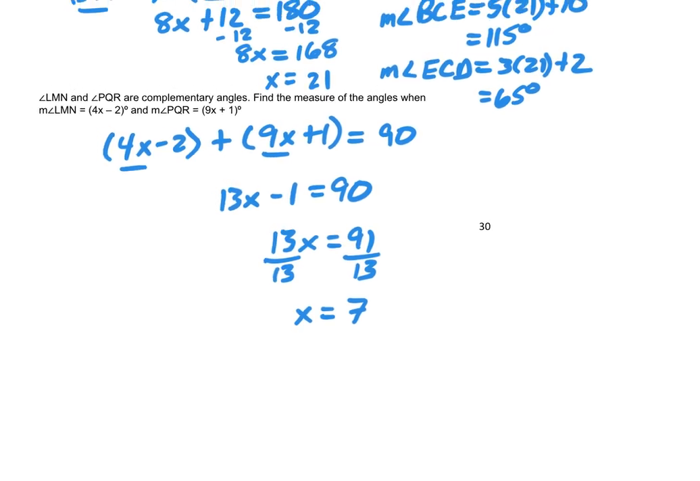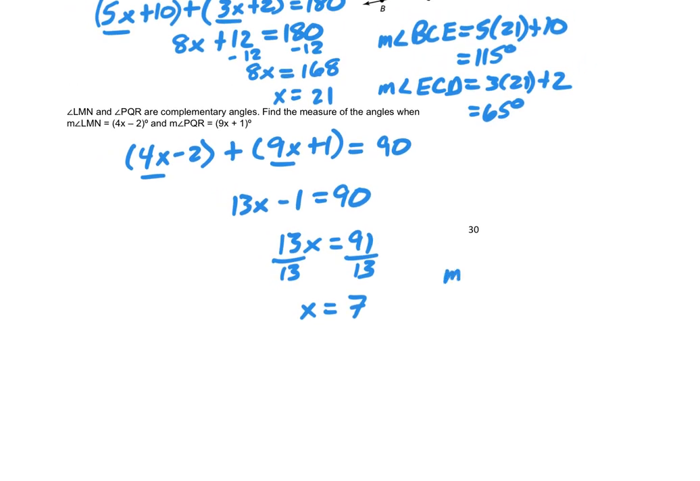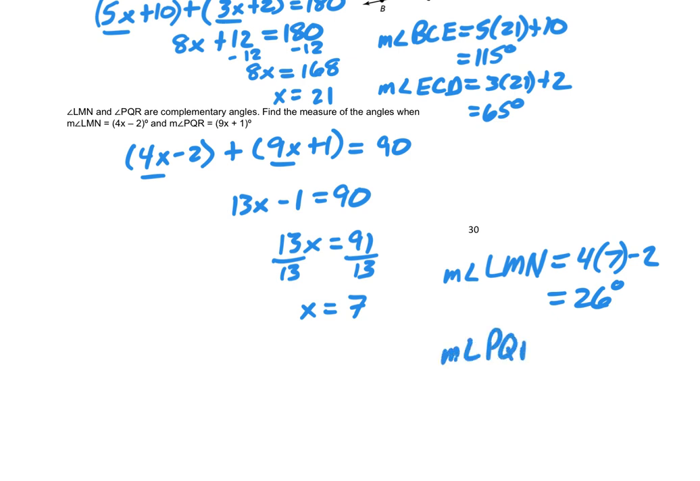Okay, and then it asks for the measure of the two angles. So the measure of angle LMN is 4 times 7 minus 2, which is 26 degrees. The measure of angle PQR, 9 times 7 plus 1. 64. Okay. And if I wanted to check it at the very end, these two should add up to be 90, and there we are. They do.